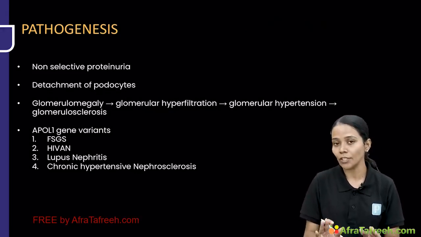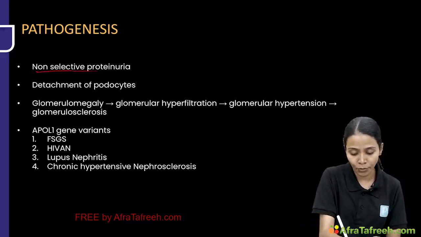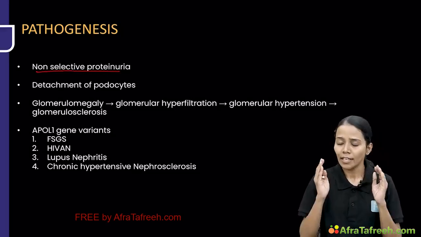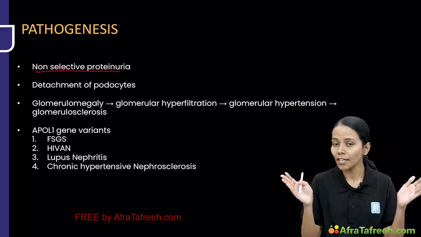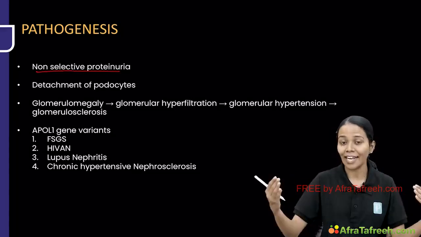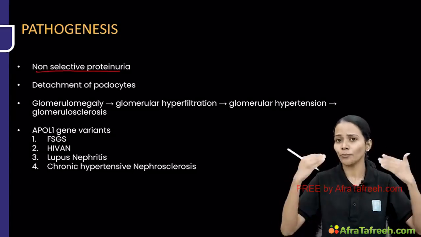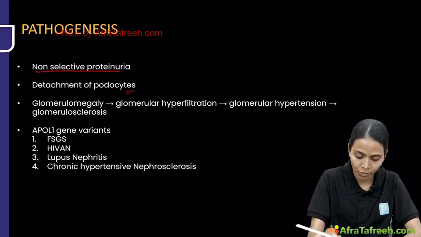Now, coming to the type of proteinuria. In MCD, we know that the proteinuria was selective. Here it is non-selective proteinuria. Why is the difference? In MCD, there is no detachment of the podocyte. There is effacement, but it does not detach. But here, the podocyte gets effaced and it is detached. So, large amount of proteinuria, not just albumin. So, it is because of detachment of podocytes.